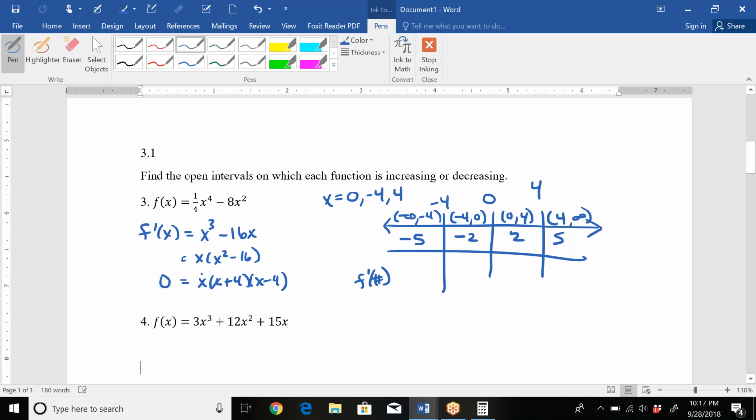So if we plug in a -5, that would be negative times negative times negative. So that's going to come out as an overall negative. If we plug in -2, I'm plugging it here into the factored form because that's quicker for me. That's going to be a negative, a positive, and a negative. So two negatives multiply to make a positive. If we plug in 2, that's going to be positive, positive, negative. So that's an overall negative when we multiply. And if you plug in 5, you get all three positives. So if you multiply, that's positive. So this means that we are decreasing on the interval -infinity to -4, unioned with 0 to 4, because those are our negative intervals. And we are increasing on the intervals -4 to 0, unioned with 4 to infinity.